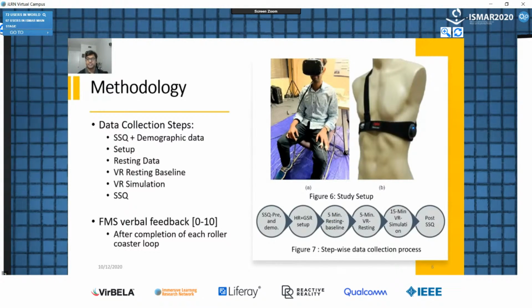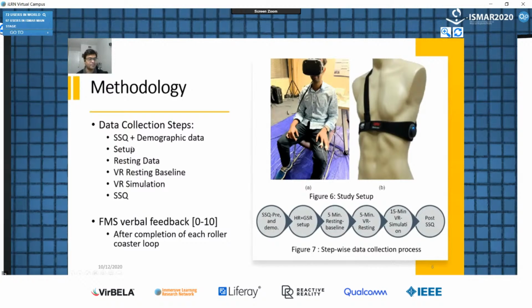So the data collection step is pretty straightforward. On figure 7, you can see a stepwise illustration of the data collection, and figure 6 was the actual study setup. We actually had a bucket on our floor in case someone throws up. So that almost happened in some cases.